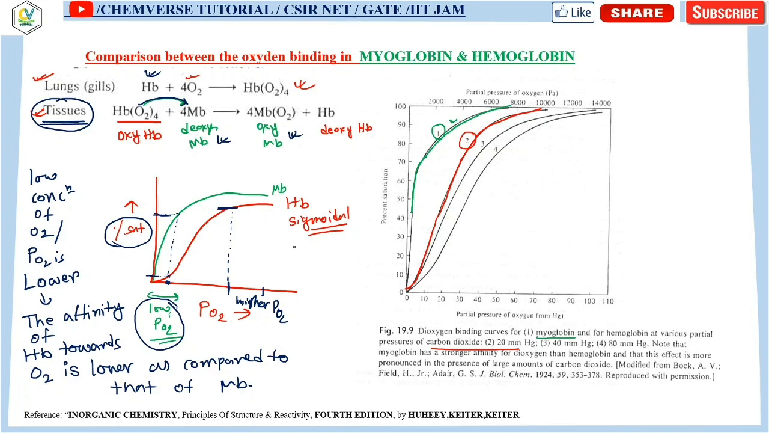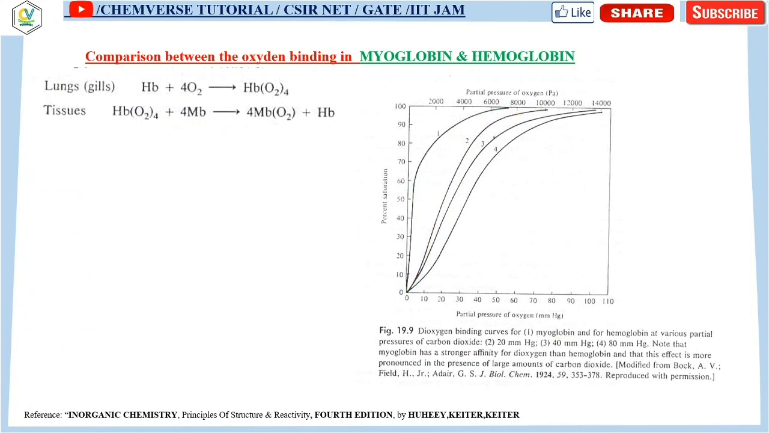So when this hemoglobin finds an atmosphere where the PO2 is very high, under this condition it has a strong affinity towards oxygen. So this is the case happening. Okay.